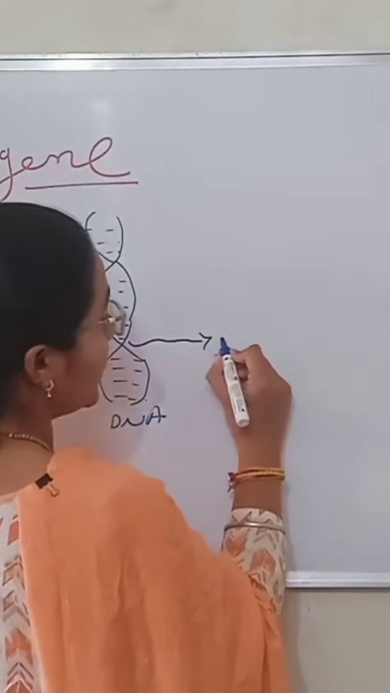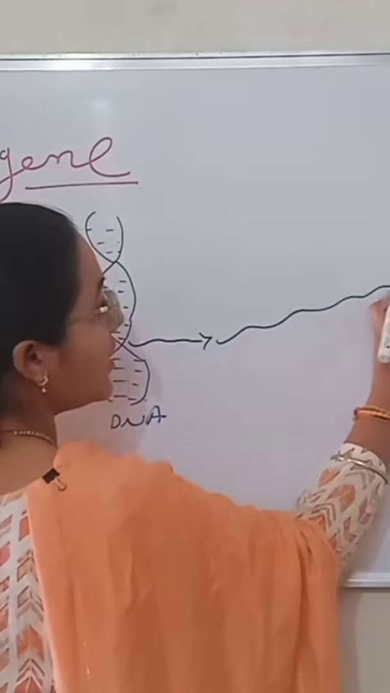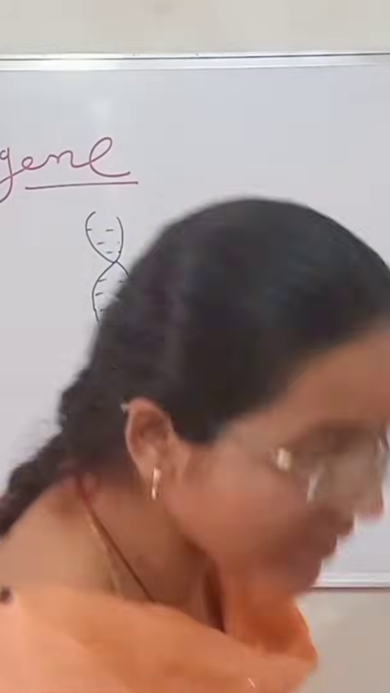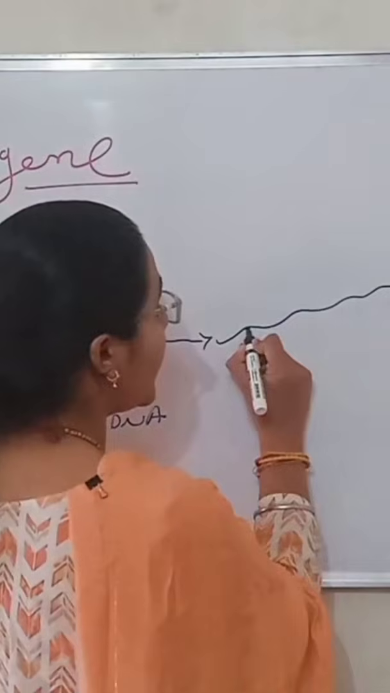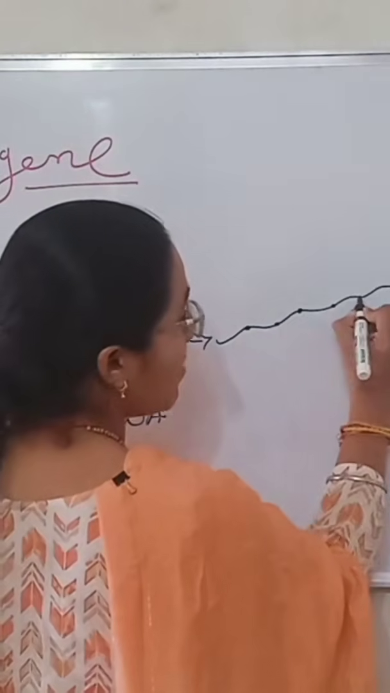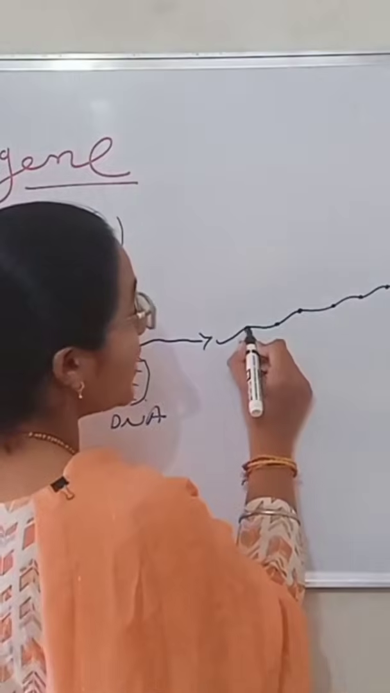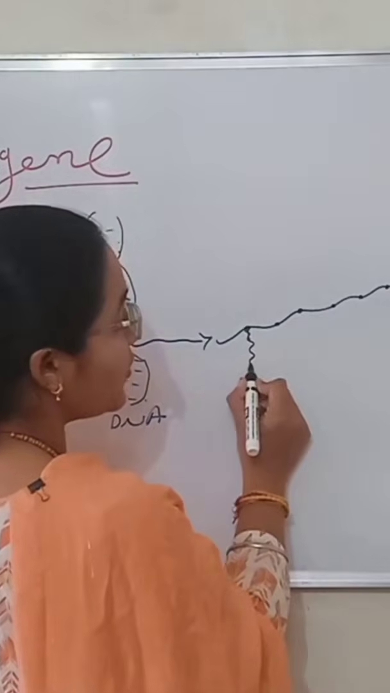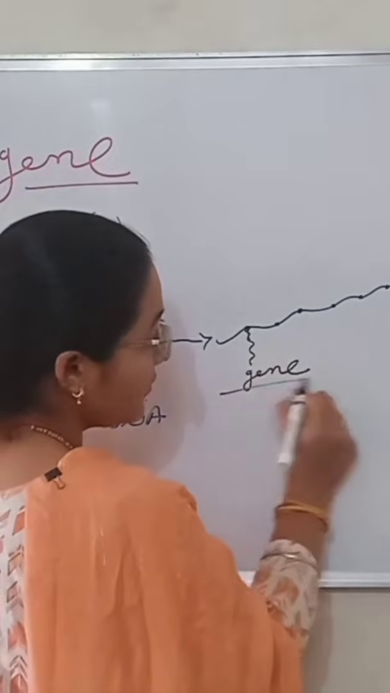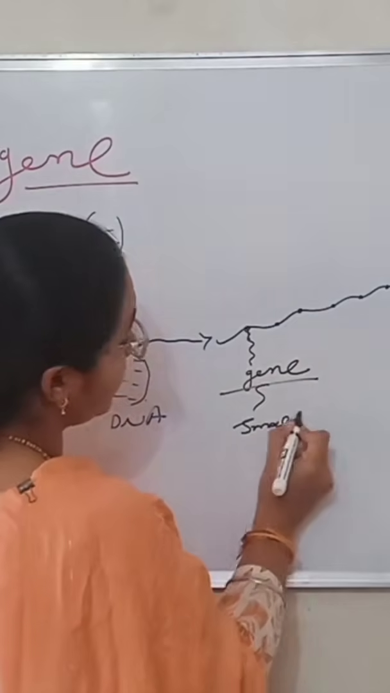For example, these are replicated. So they are converted into, just like, a single strand. Okay. So this single strand has some inherited markers. Inherited marks. This inherited mark, the blue dot, like a black one, I consider this portion a gene. Gene means a small molecule.